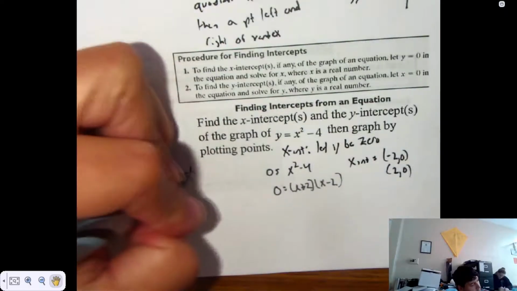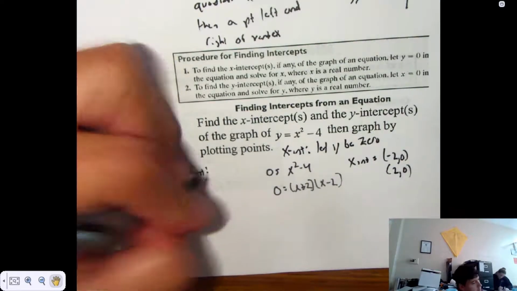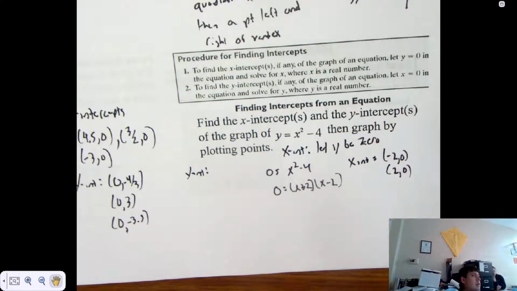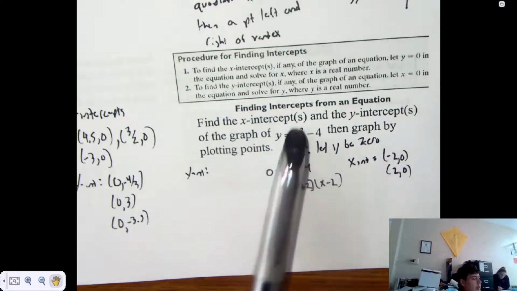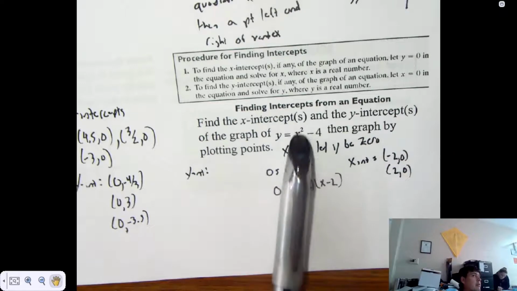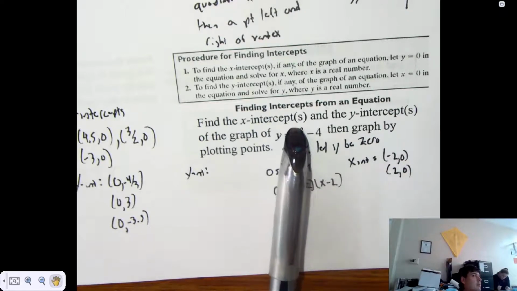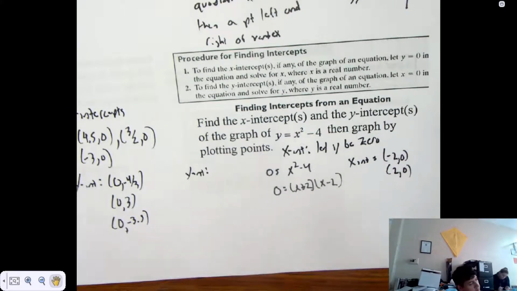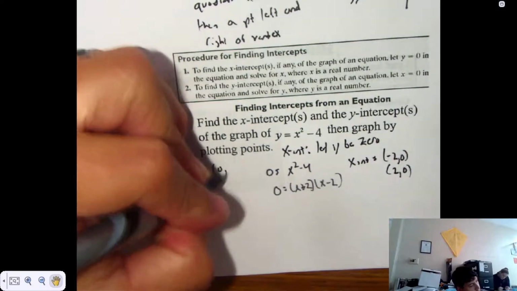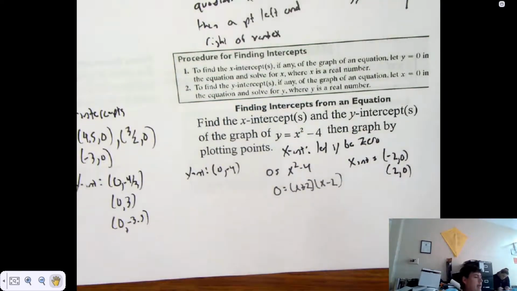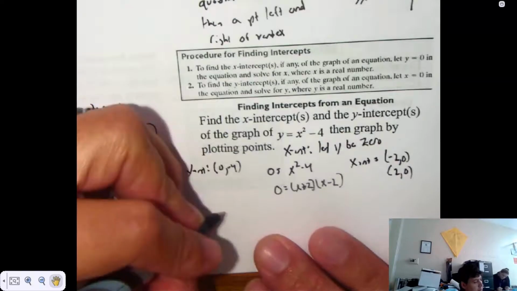The y-intercept's probably not even worthy of showing work. I'm just going to let x squared be 0. So what's left if I let x squared be 0? -4. So it's at 0, -4. Now let's see what we got and see if it's actually enough to graph this thing.